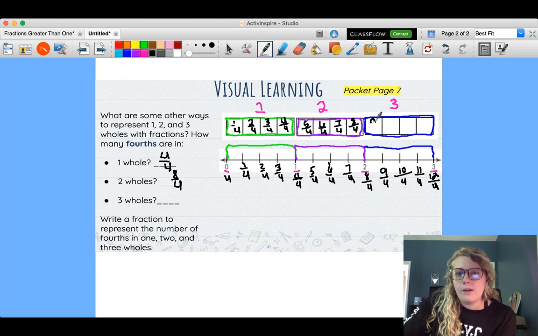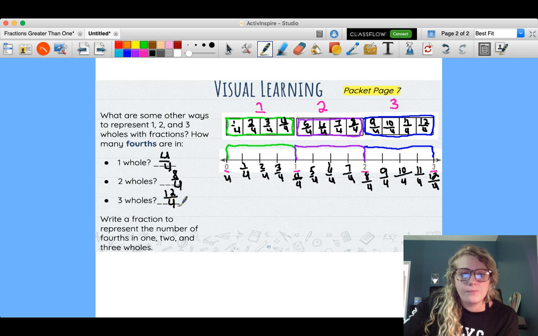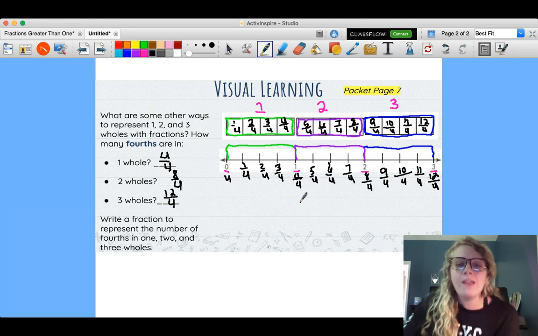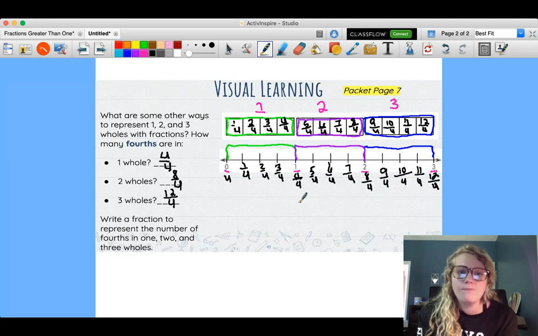Same thing up here. We have 9 fourths, 10 fourths, 11 fourths, and finally we have 12 fourths. So down here, I'm going to write down 12 fourths. And that is how we would represent how many fourths are in 1 whole, 2 wholes, and 3 wholes.